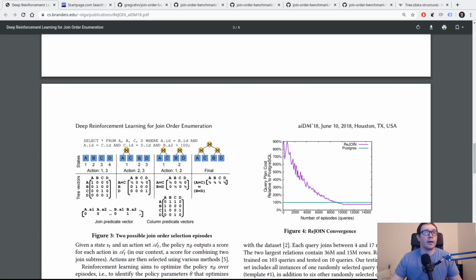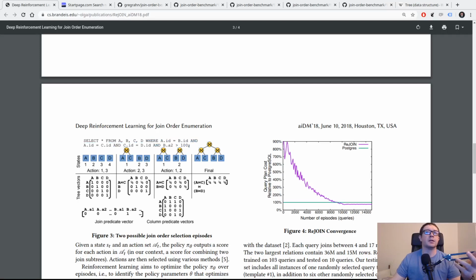And the query we're executing is select star, the character for all, from A, B, C, and D, where the ID of A equals the ID of B, and the ID of A equals C, and the ID of C equals the ID of D, and B sub A2, where A sub 2 is some element in B, is greater than 100. So what they're trying to optimize is the execution order of these where statements.